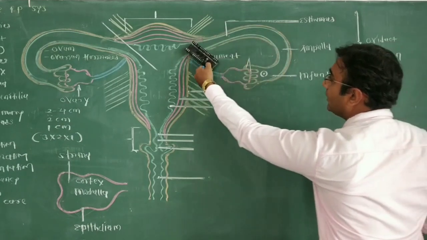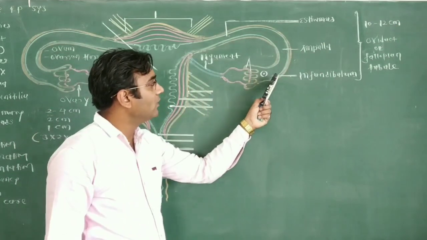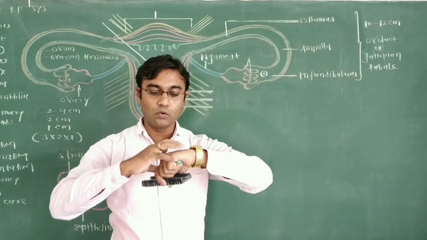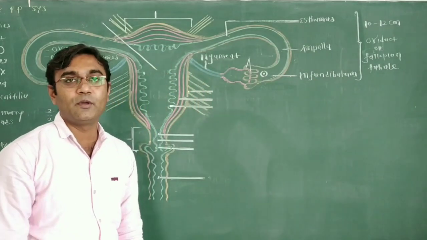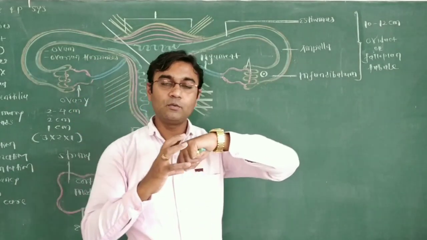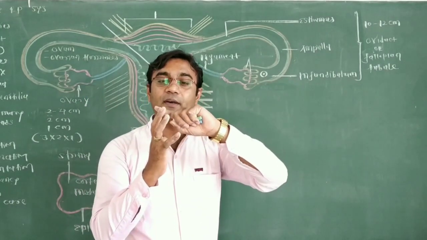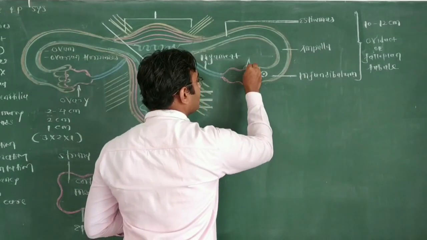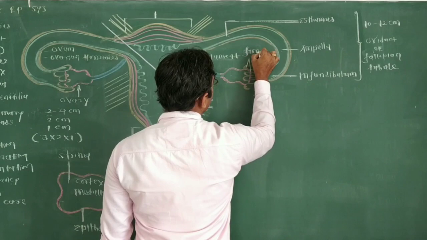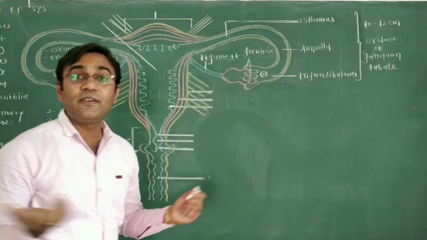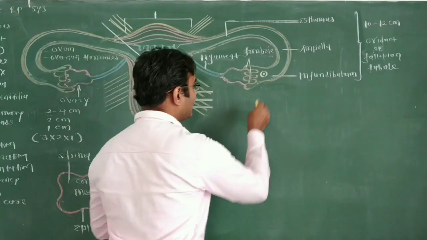Extending from the periphery to the uterus, the oviduct is about 10 to 12 centimeters long. The region of the oviduct present near the ovary is broad and funnel shaped, and that is the infundibulum. This is the ovary, and around it is the funnel-shaped region of the oviduct. The edge of the funnel has finger-like projections, the fimbriae. These fimbriae help in the collection of the ovum at the time of ovulation.